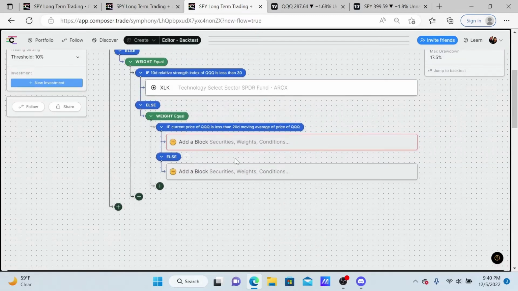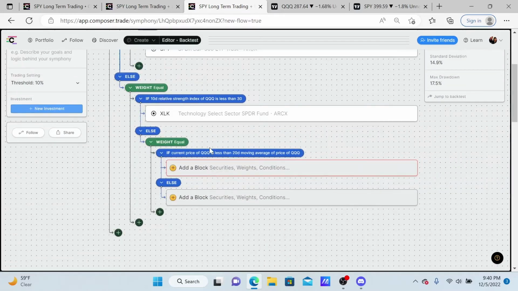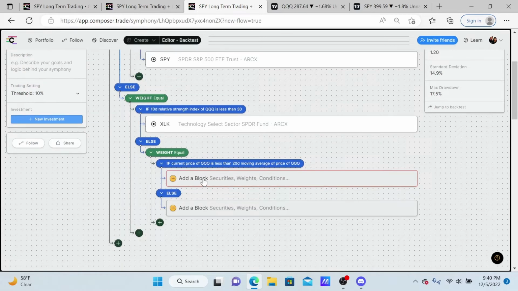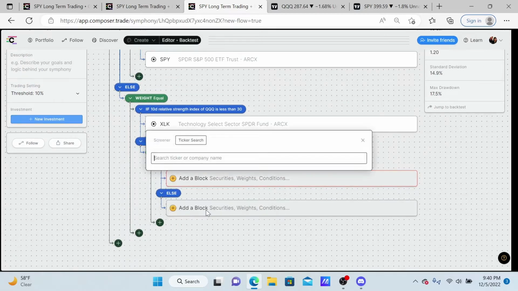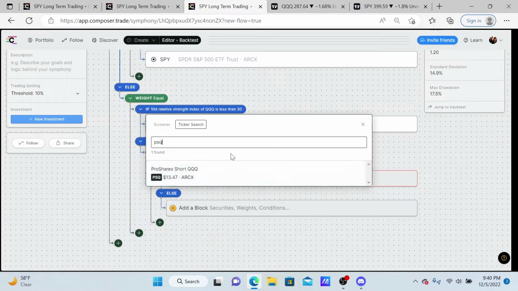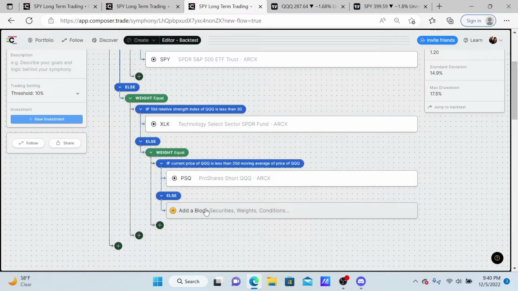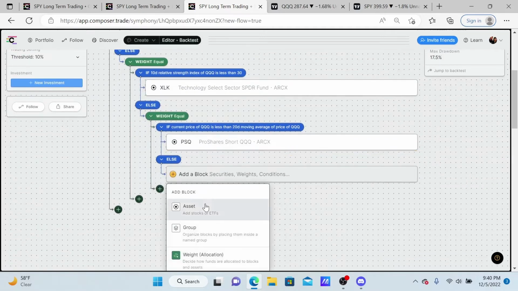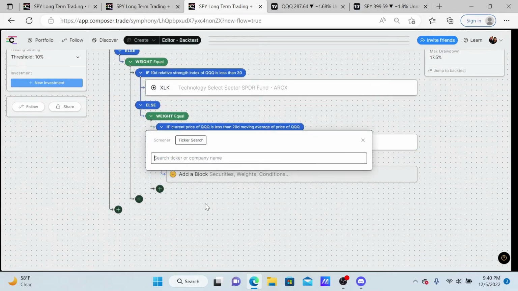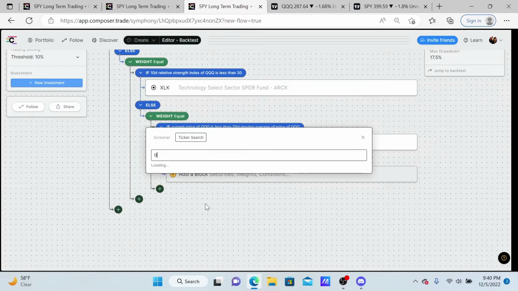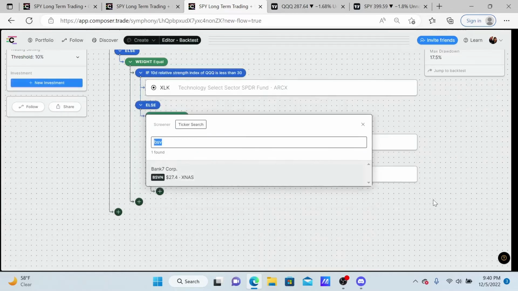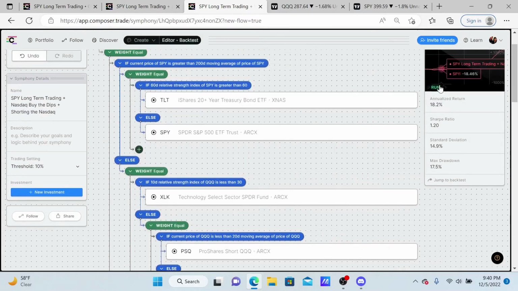Okay, and then so I could simply just put a short position like PSQ, for example. However, I like to have something more than that. I don't just want to have a purely short position because it's going to be extremely volatile and there's going to be a lot of choppiness and the max drawdowns could significantly increase. But I'm gonna put it on here anyway just to show you what it looks like.